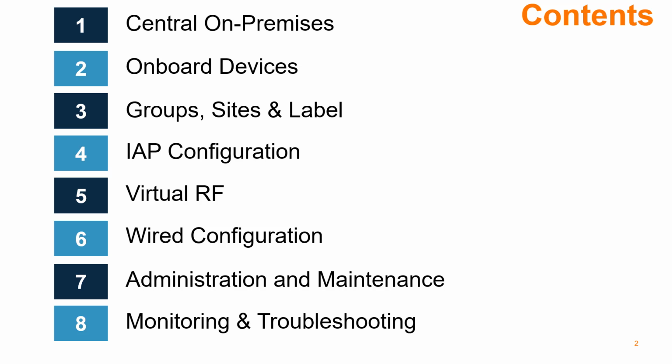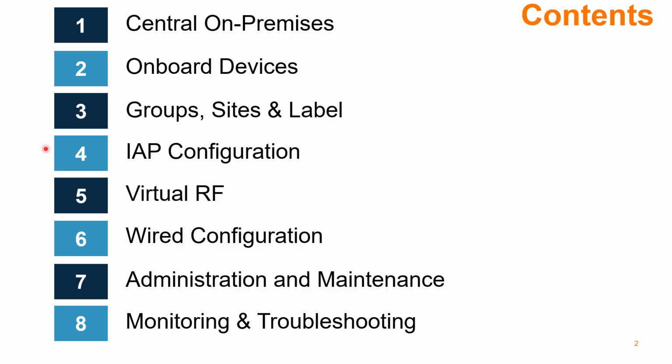So what's Central On-Premises or On-Prem? That's one thing. Talking about onboarding devices, how to add devices to your Central On-Premises. Now, one of the key parameters is the groups, sites, and labels. So these are key concepts. We need to understand them. We might show you instant AP configuration, and I would like to show you the difference between Central On-Prem and what are the features available and how do you deploy it and so on and so forth.